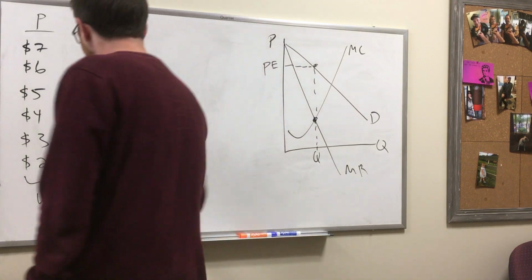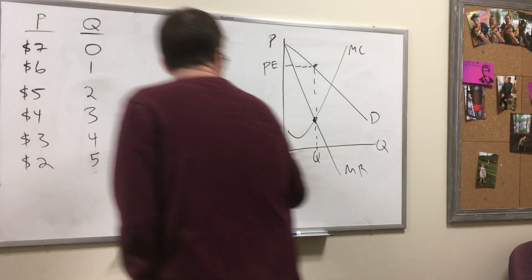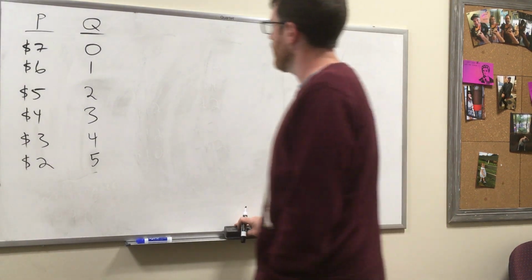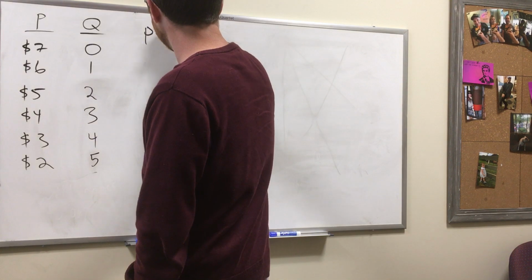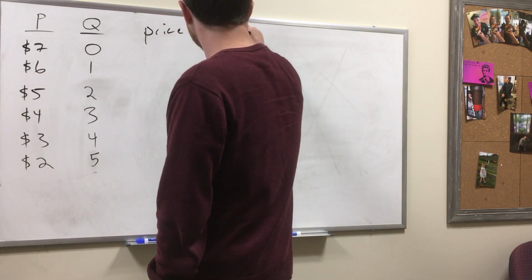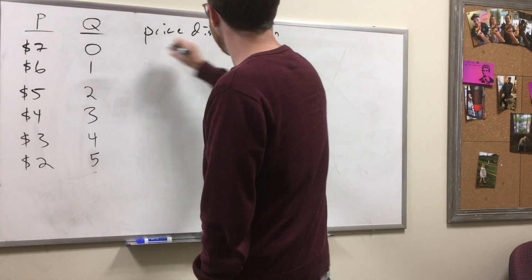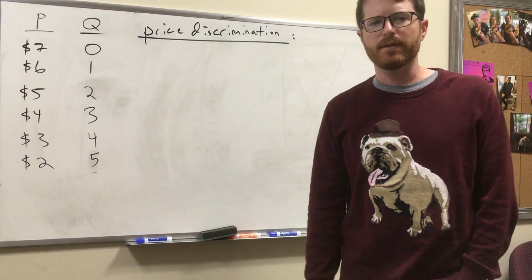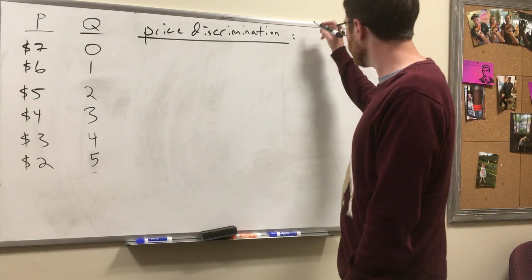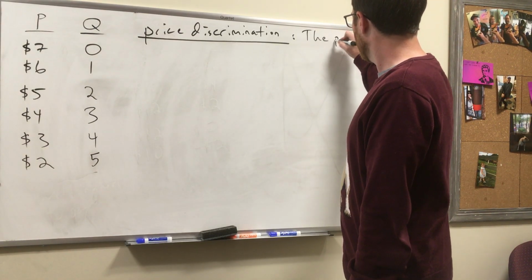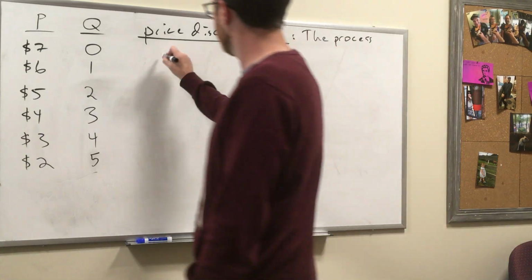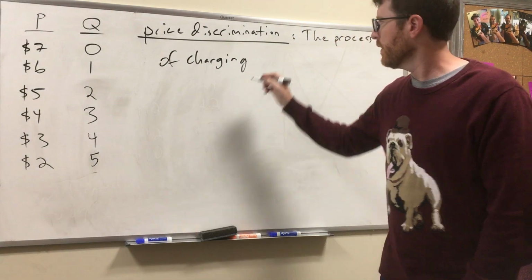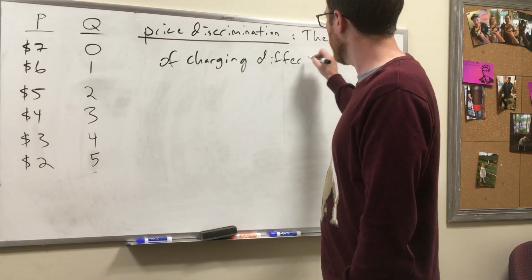Okay, so I'm going to erase most of this. I'm going to leave these numbers up here because we're going to continue to work with them. So what we're going to talk about now is price discrimination. Price discrimination is a common thing. It's something that you deal with in normal times on a day-to-day basis. Price discrimination occurs when firms figure out a way to charge different customers different prices.